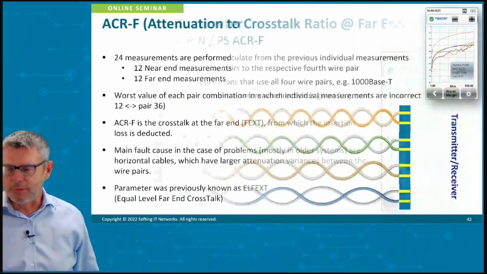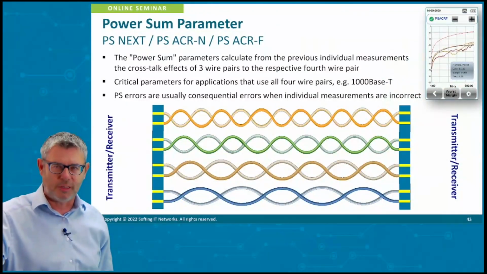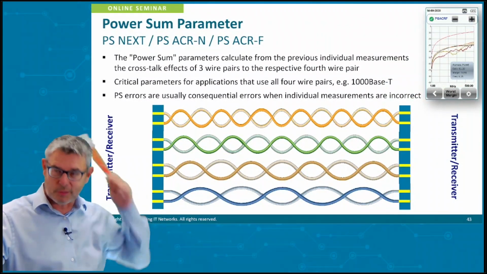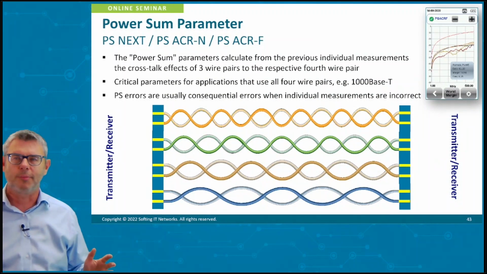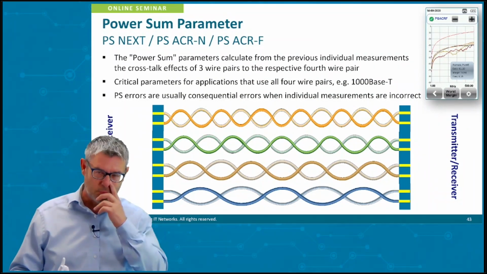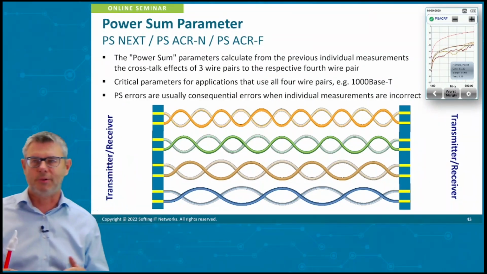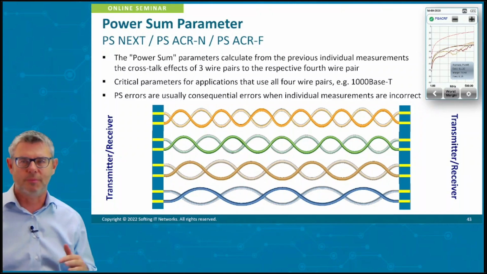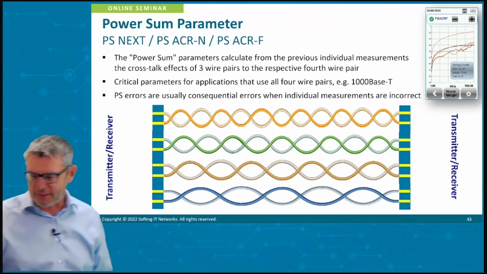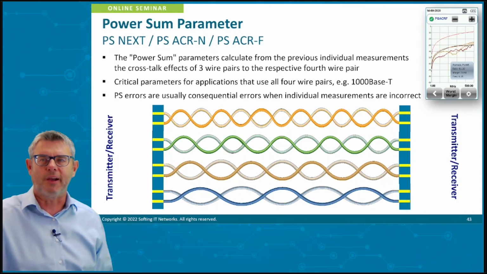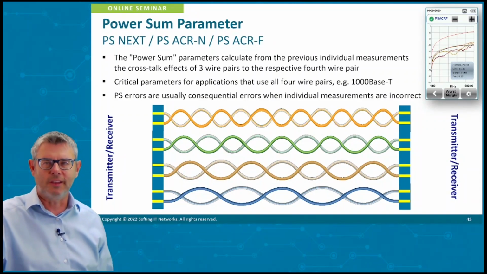So, last group of parameters: power sum parameters. What are power sum parameters? Power sum parameters are purely calculated parameters from basic measurement parameters. Therefore we have power sum NEXT, power sum ACR-N, and power sum ACR-F. Where does this come from? It has to do with the amount of disturbance we have nowadays in a data cable.